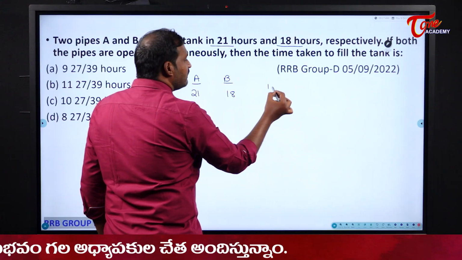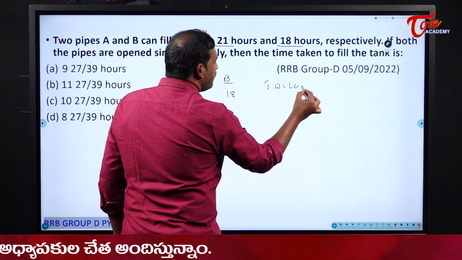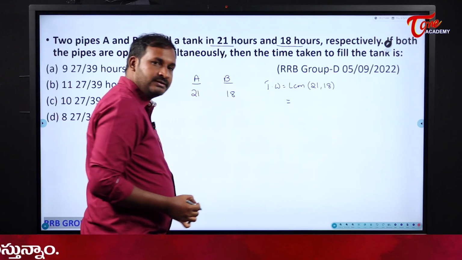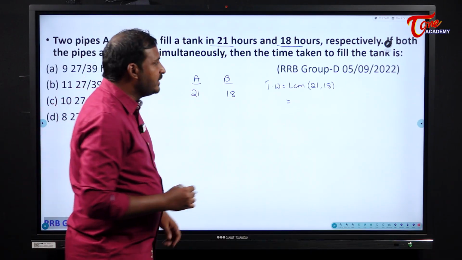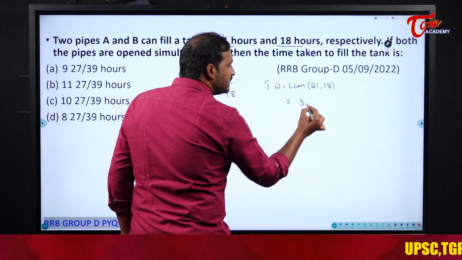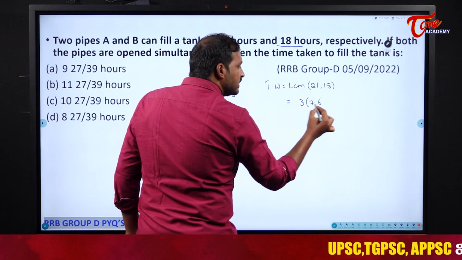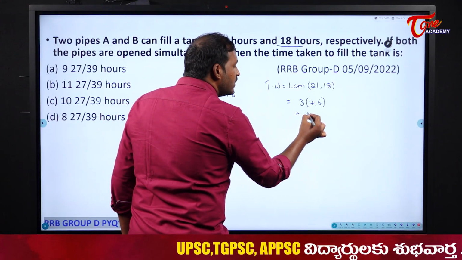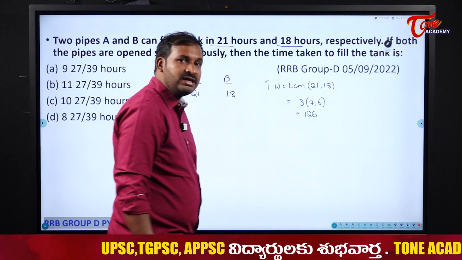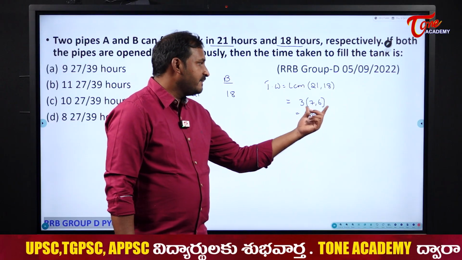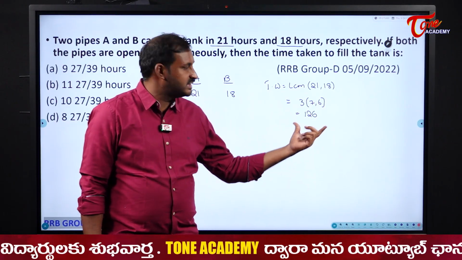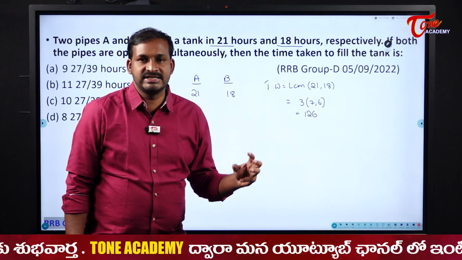So now what is the total work here, students? LCM of 21 and 18. What is the LCM of 21 and 18? Very simple, as I have already told you, you can take the common 3 here. So 7 and 6. So 7 and 6 LCM is 42. 42 into 3 it will become what? 126. Then obviously the LCM for this also will become 126. This is how we take the LCM. That is the easiest method.